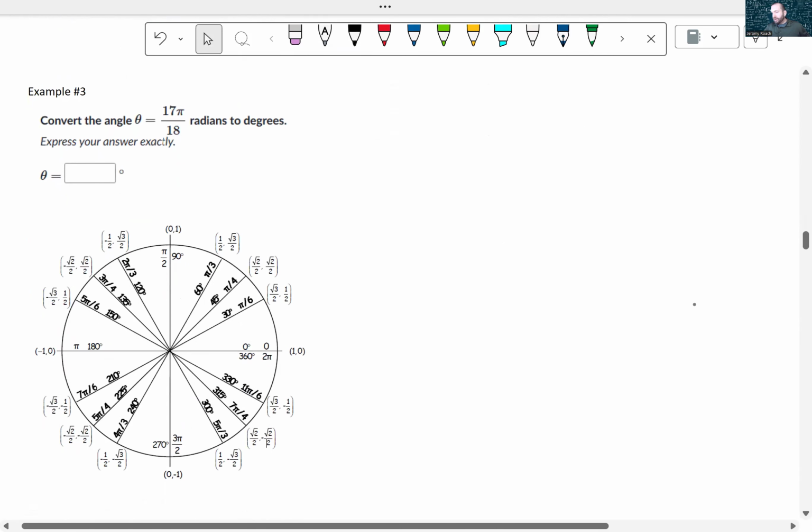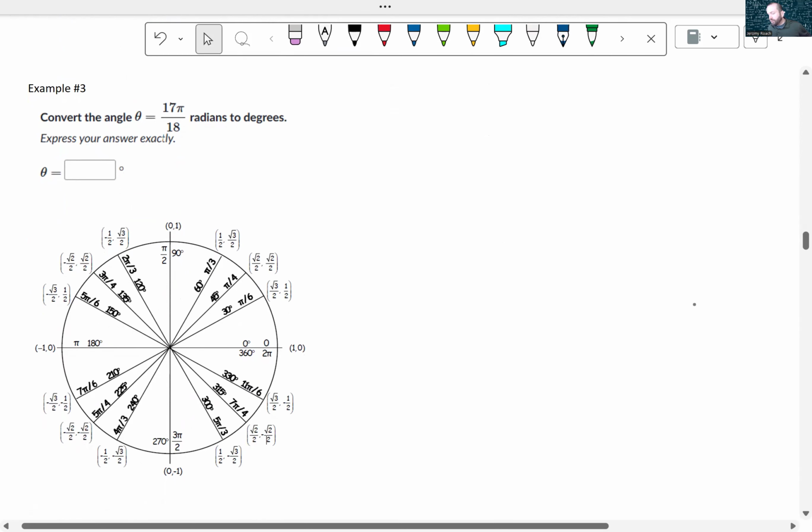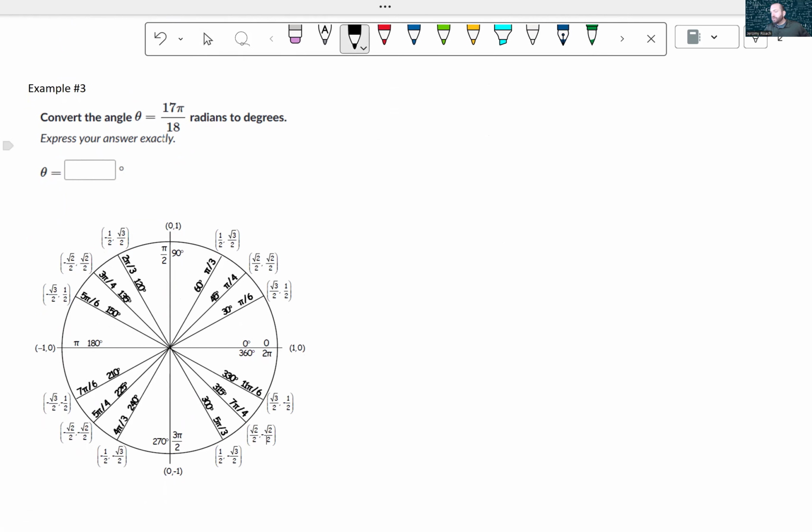Okay, the next one's a little bit tougher. 17 pi over 18. We can estimate on the unit circle if we want to. This is very close to just 1 pi, so very close to 180 degrees. So we can estimate that it's right there if we wanted to make an estimation.